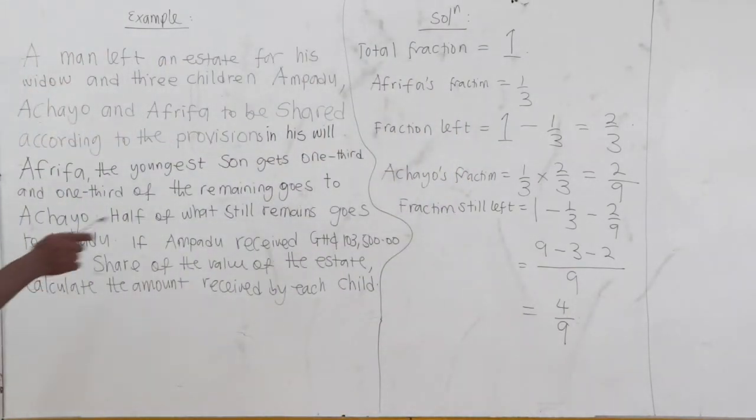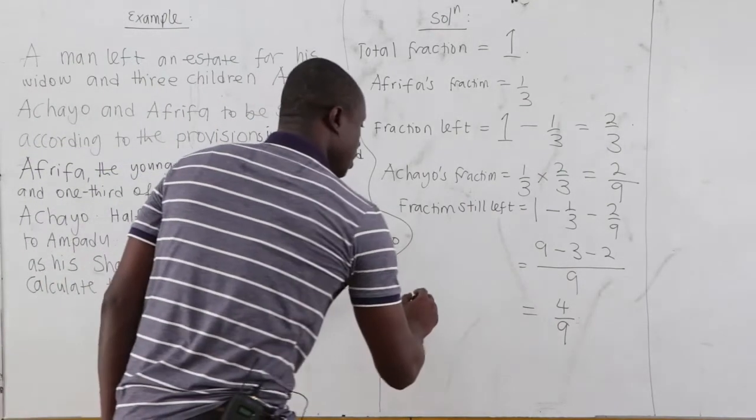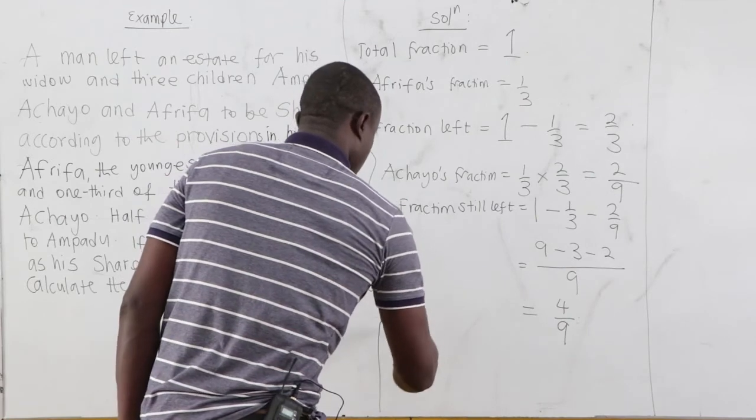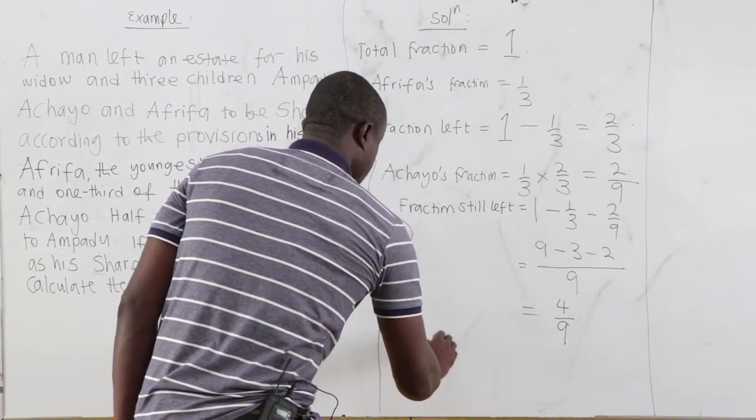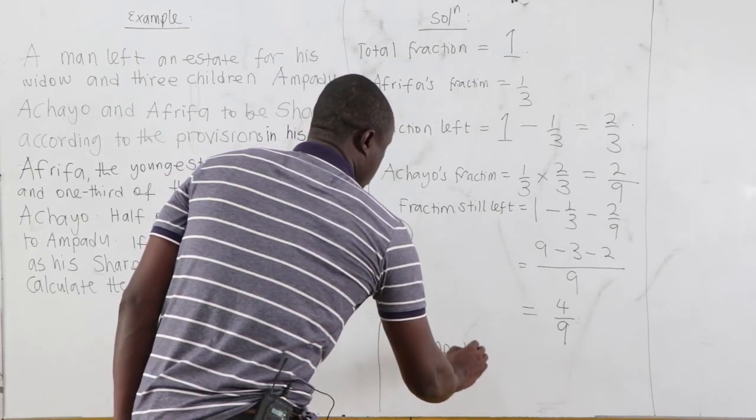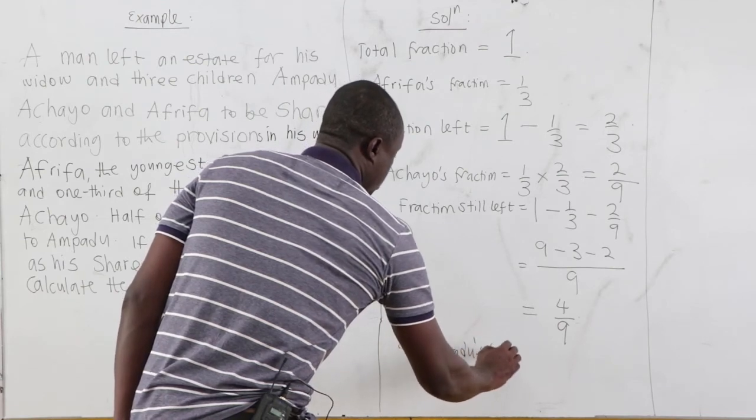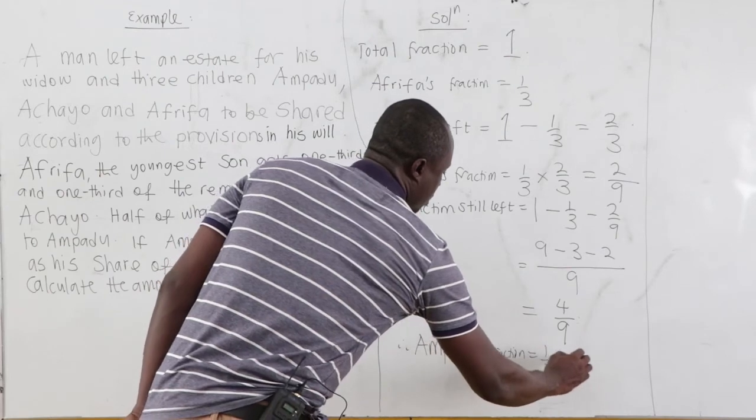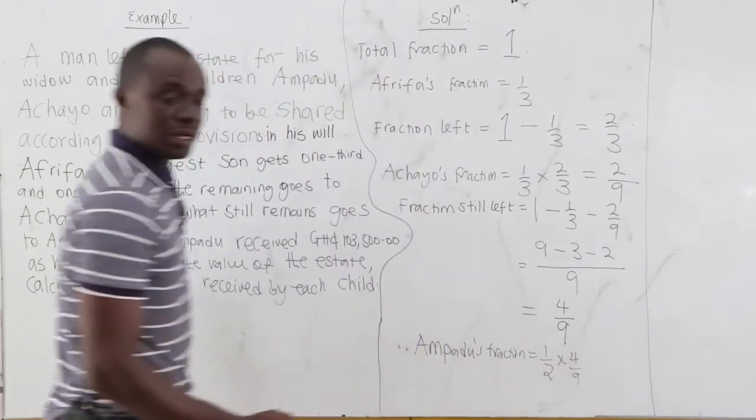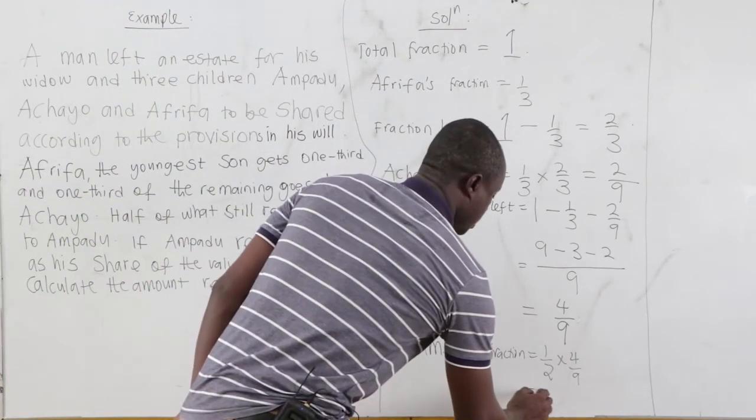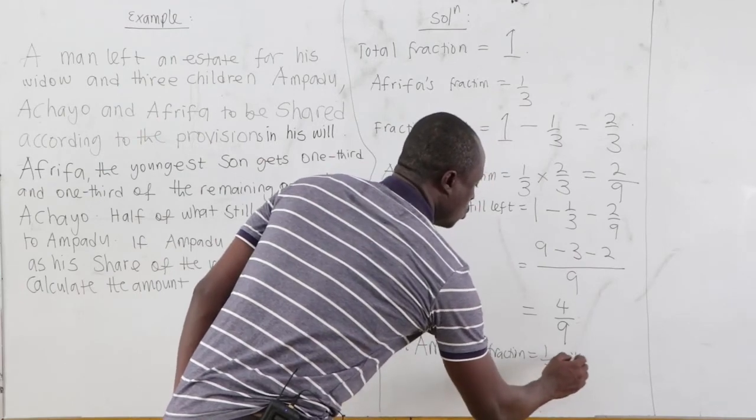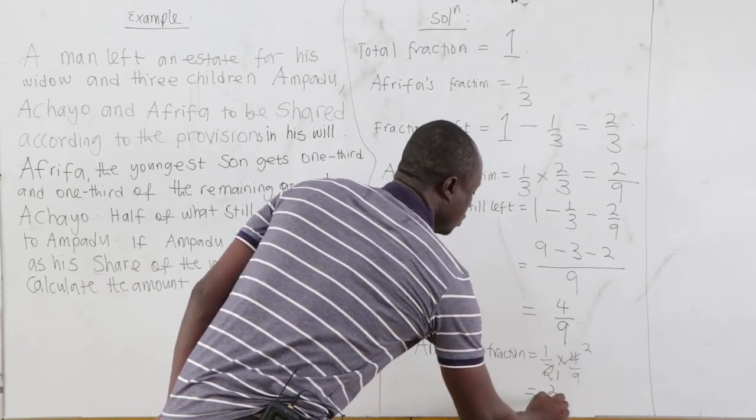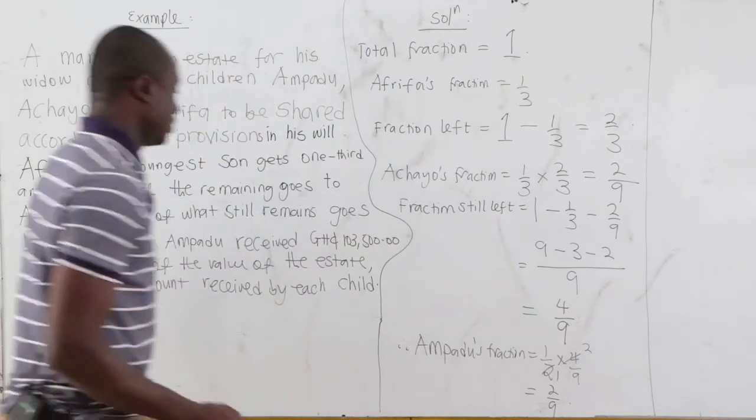And then we are being told half of what still remains goes to Ampedu. So that is, therefore, Ampedu's fraction. We are being told half of what still remains. So half times 4 over 9. And this is telling us 2 go here, 1, 2 go into 4, 2 times. So we have 2 over 9.